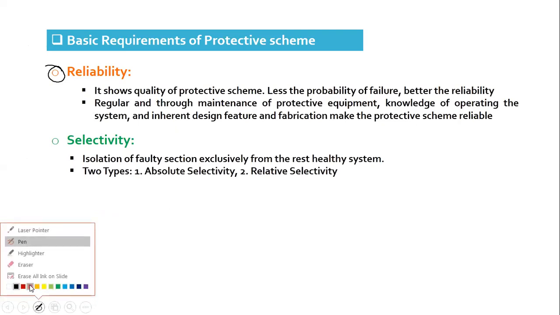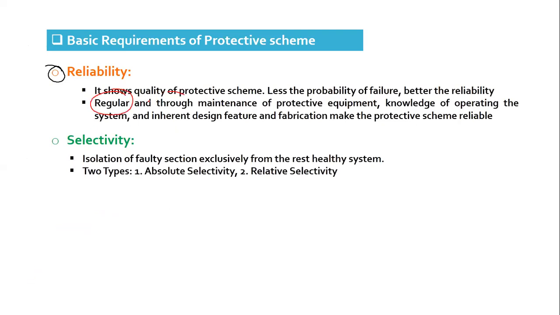And how can we improve the reliability of a system? Regular and thorough maintenance, knowledge of the operating person or the system, inherent design features and fabrication will all improve the reliability of the system. Second is selectivity. Selectivity is the ability of a protective system to select and disconnect only the faulty part exclusively, from the rest of the healthy system, and this should be as minimal as possible.